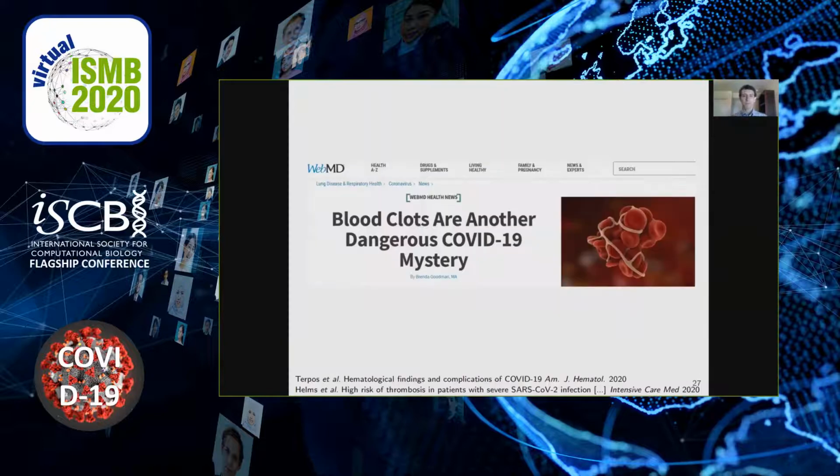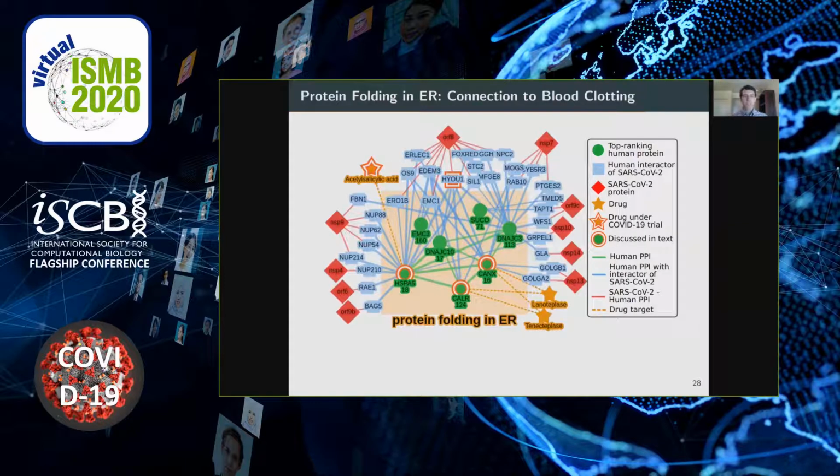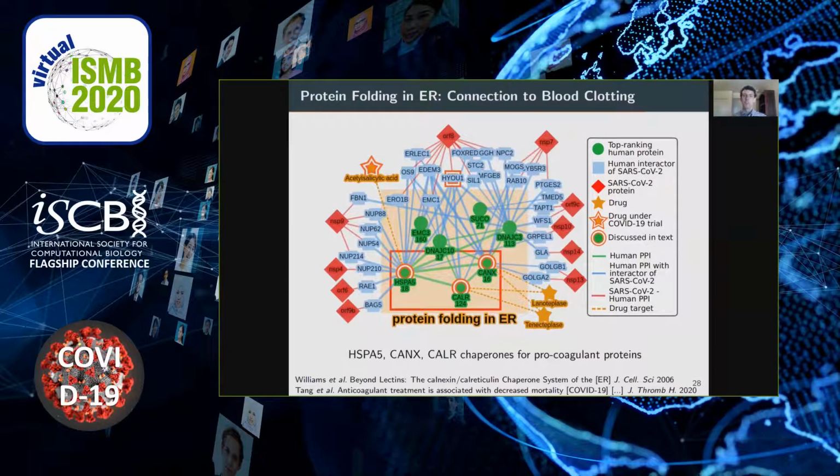One of the surprising effects of COVID-19 is that it has been shown to cause moderate to severe blood clotting in many cases. Interestingly, we believe this network may suggest potential mechanisms by which the virus may induce blood clotting. Specifically through HSPA5, calnexin, or CANX, and calreticulin, or CALR, which are known to be chaperones for other procoagulant proteins. This raises the possibility that anti-clotting drugs may be used to treat COVID-19.